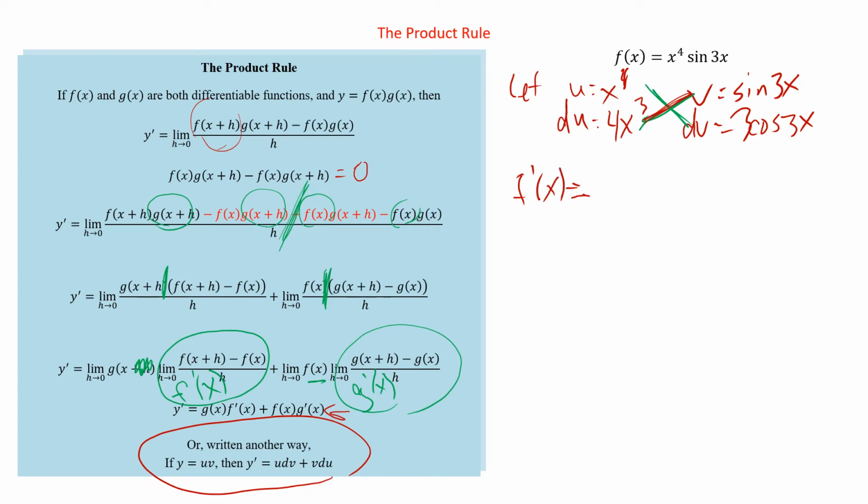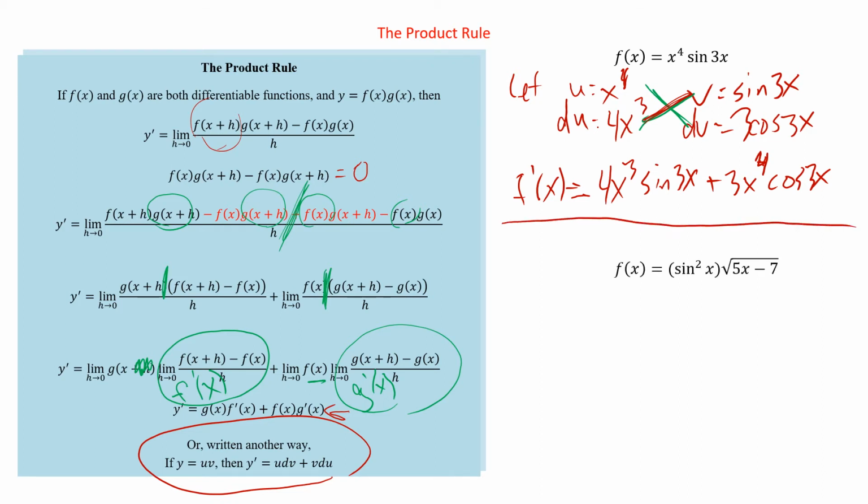equals, we have 4x cubed times sine of 3x plus x to the fourth times 3 cosine 3x. It's 3x to the fourth times cosine of 3x. That's it. That's the derivative. That would be product rule. Let's look at another one.